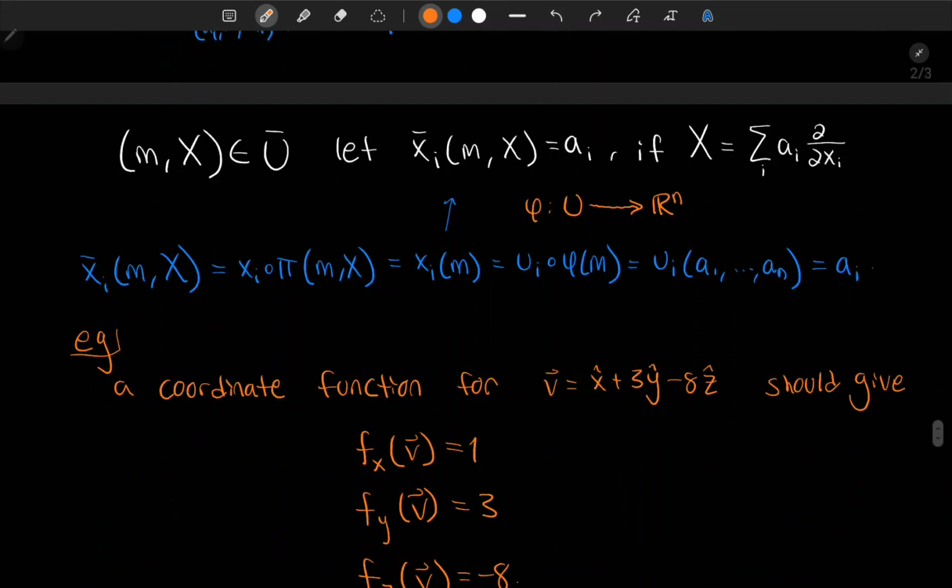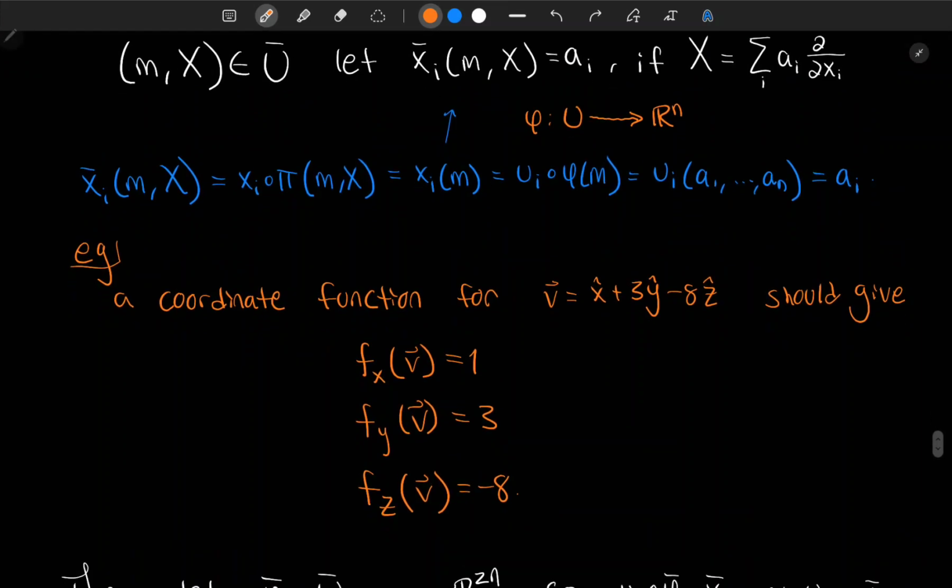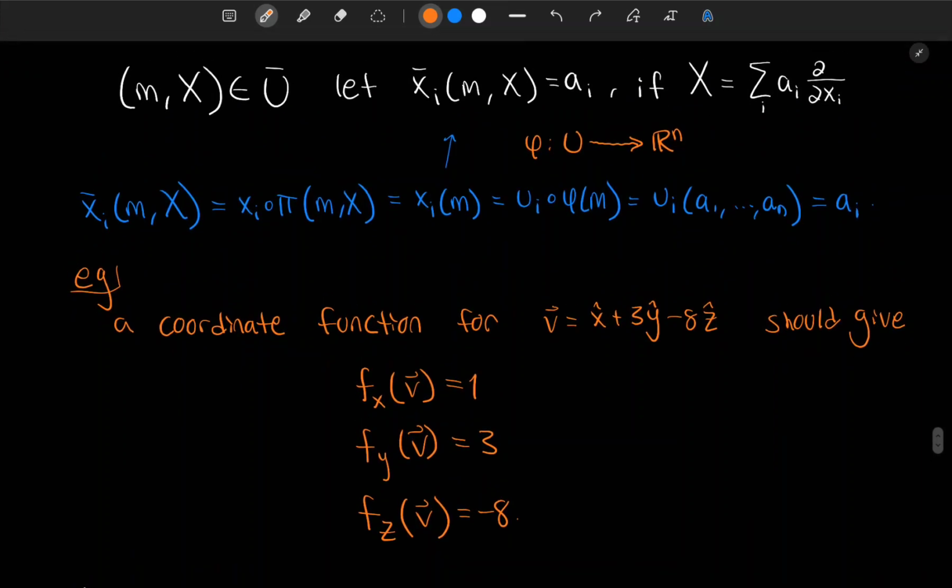So as a more down-to-earth example, a coordinate function for, say, the vector v equal to x hat plus 3y minus 8z should give us the following. Well, if we ask for f_x acting on v, where f is the coordinate function, we want it to give us the coefficient in front of x hat. The coefficient in front of x hat is 1, so we wish for f_x to give us 1.